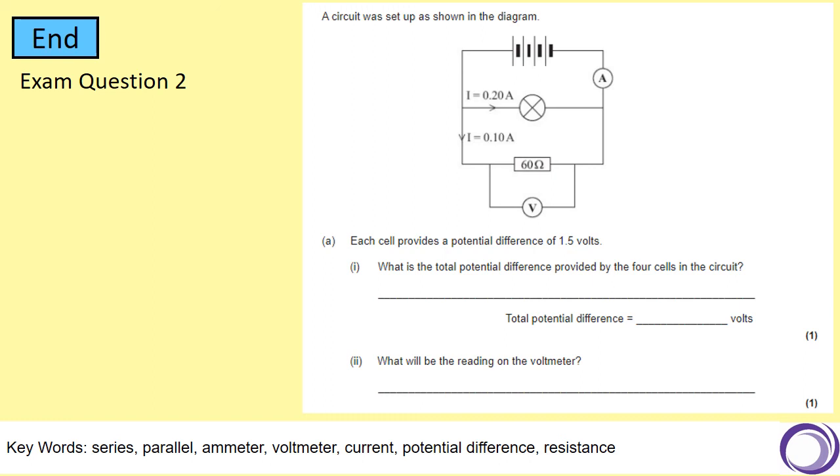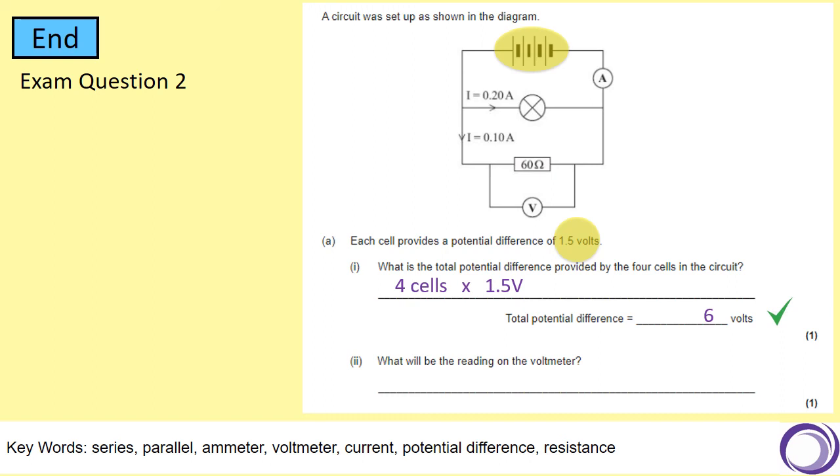Right then, so A part 1 asks you what the potential difference provided by the 4 cells is. So we know each cell provides a potential difference of 1.5 volts. And we've got 4 of them. 1, 2, 3, 4. So we have 4 cells, 1.5 each, so it's 1.5 times 4, so we get 6 volts, 1 mark. And what will the reading be on the voltmeter?